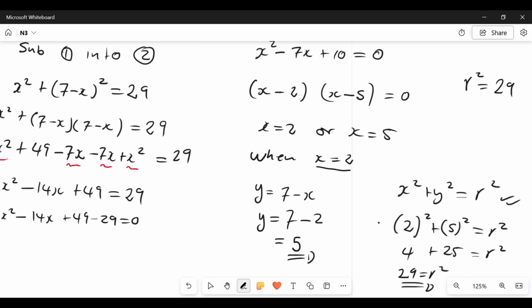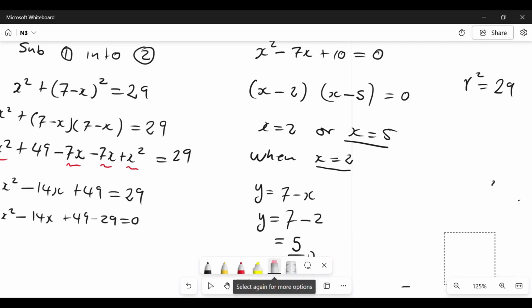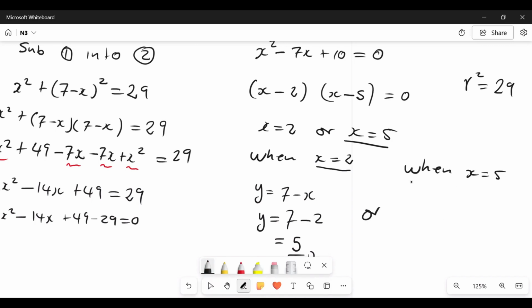So some of you might decide to choose 5 instead of 2. So if you decide to choose 5, again, you can always find your y. So let's do it when 5 is x. Let me erase here. Let me do it on the side. So I can write here, when x is equal to 5, we need to find y.